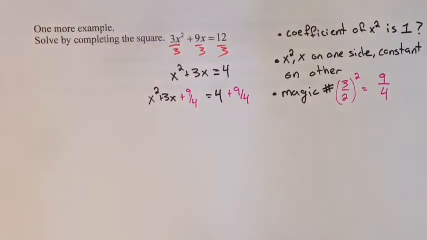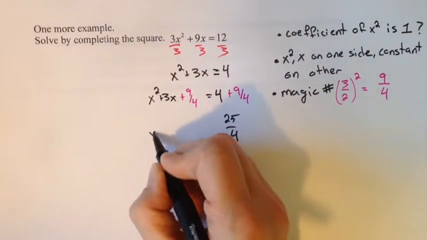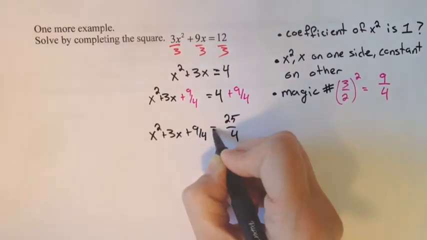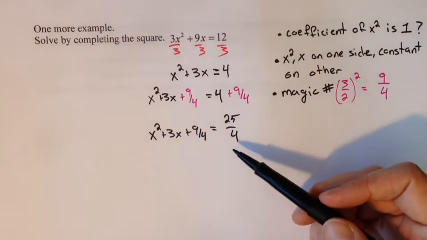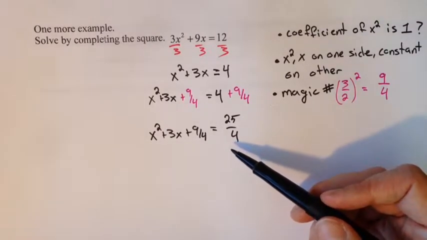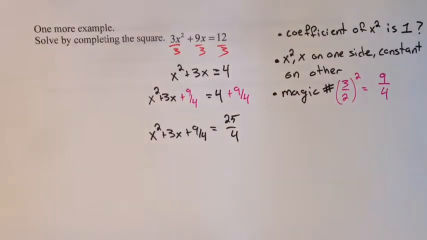Now I'm going to take a moment and just simplify the right-hand side. 4 plus 9/4 is 25/4. And on the left-hand side, I have x squared plus 3x plus 9/4. Now, if we just handed you this problem and just started with this one, your reaction would probably be to try to clear the fractions by multiplying everything by 4. And that's exactly what I'm going to do right now.